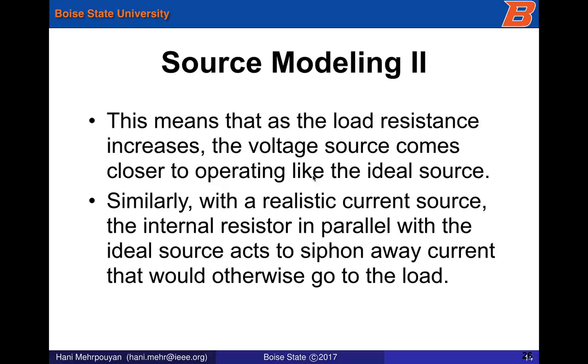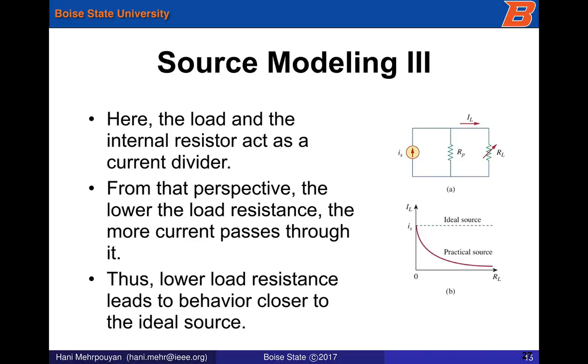And similarly, we could look at a current source. If we are looking at a current source, the lower the resistance of the load, the more of the current is actually flowing through the load. So when we're approaching the scenario where the load resistance is equal to 0, we're getting closer and closer to an ideal current source.